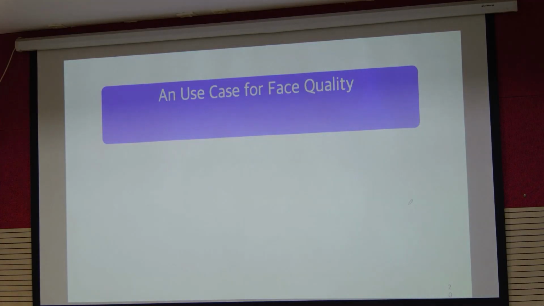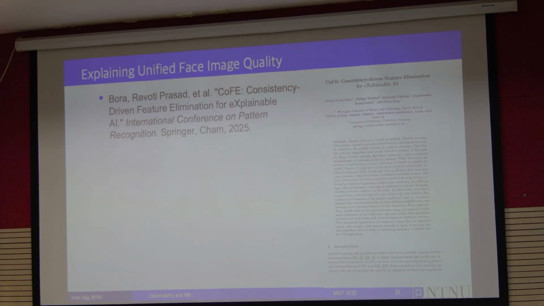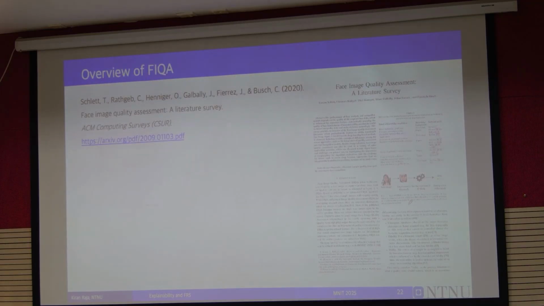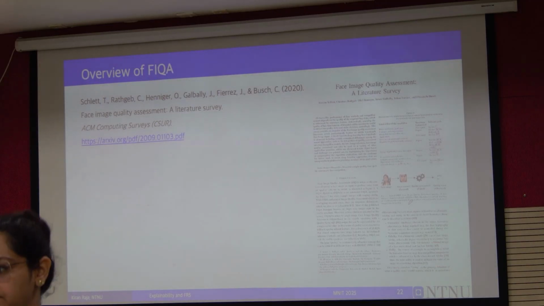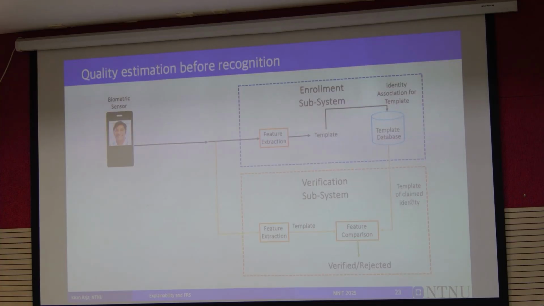Good. Okay, so now let's take another problem. This is something where I'm going to introduce you to the idea, so if you are interested in this area, you could look in this direction. This part of the talk will be based on two papers. One is called COFFEE, which was published last year: Consistency-Driven Feature Elimination for Explainable AI. And then I'm trying to use it for something else, which is face image quality. So I'm now trying to connect different components on how explanation is connected to quality. Let's start with this one.